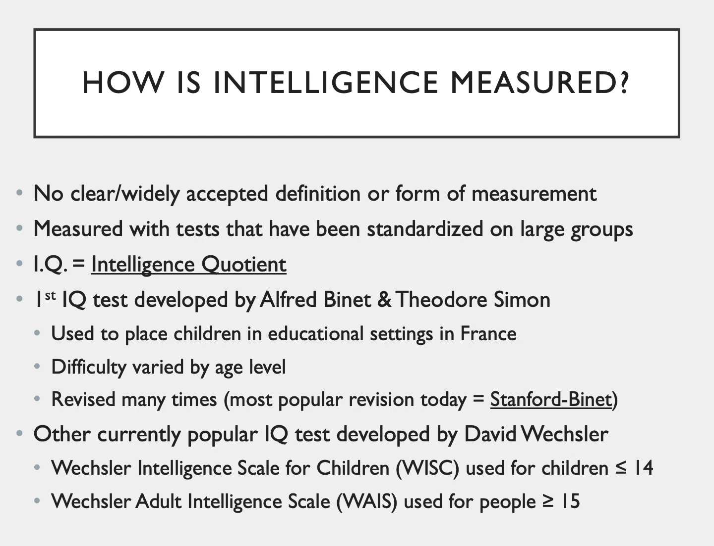Another very popular IQ test was developed by David Wechsler. Wechsler has 2 intelligence scales. The Wechsler Intelligence Scale for Children, which is referred to as the WISC, is used for children who are 14 or below. The Wechsler Adult Intelligence Scale, which is referred to as the WAIS, is used for people who are 15 and over. The WAIS-4 is the most recent WAIS update. It has 5 scores, or 5 scales: verbal comprehension, working memory, perceptual reasoning, processing speed, and the full-scale IQ.